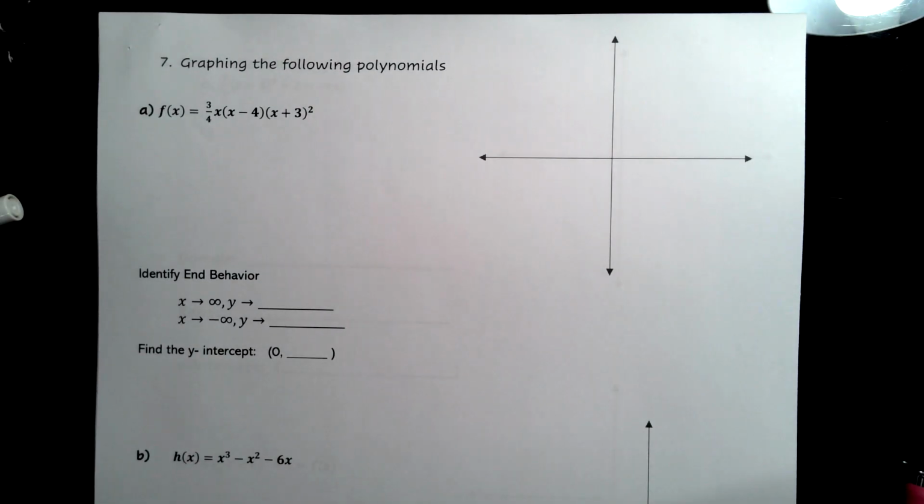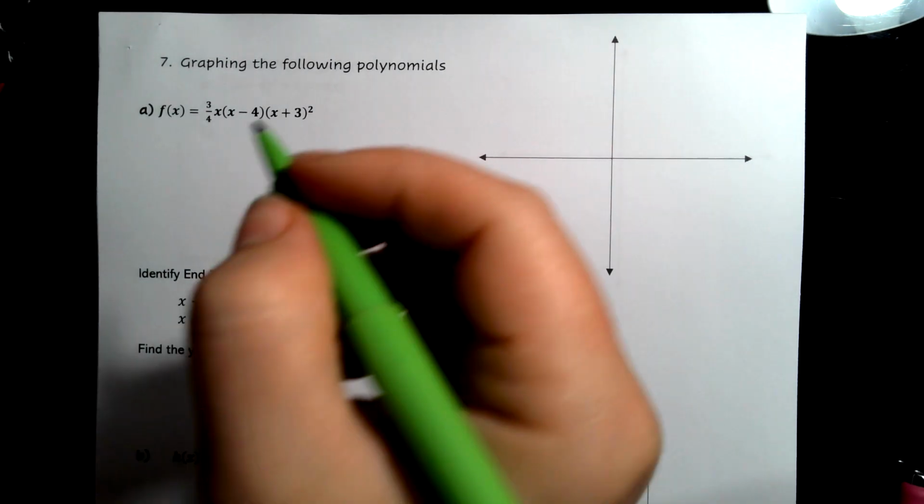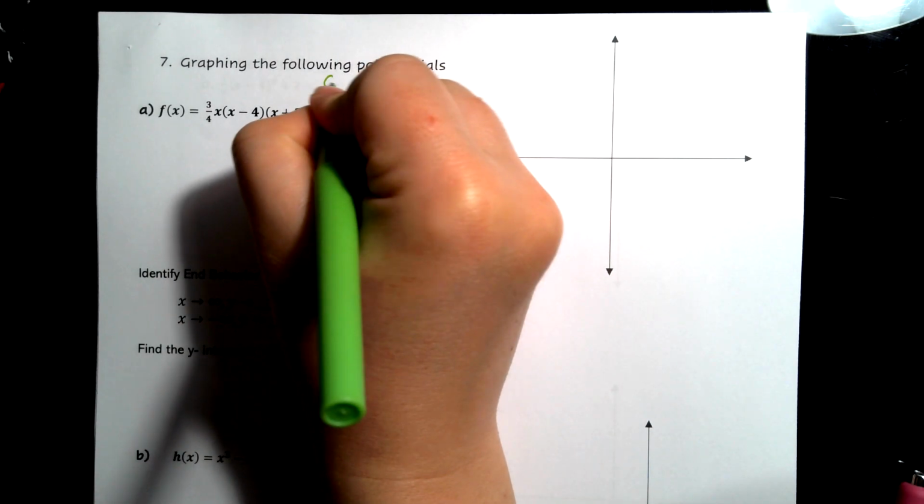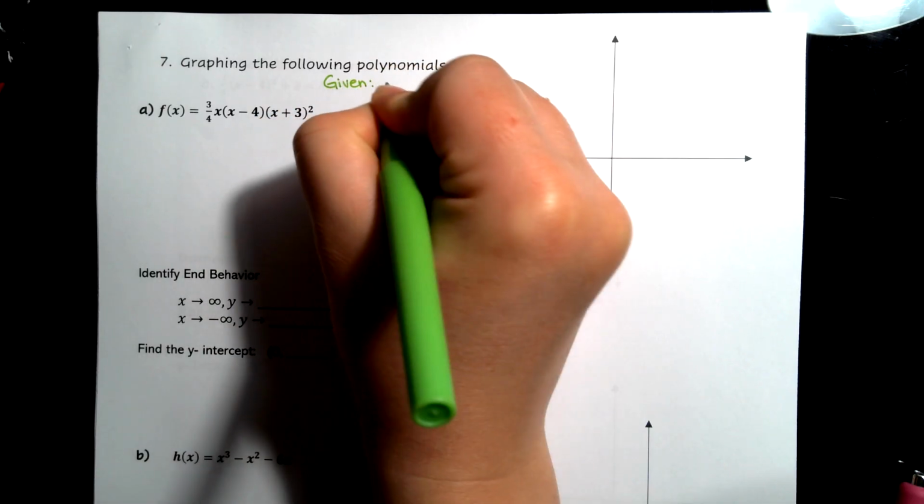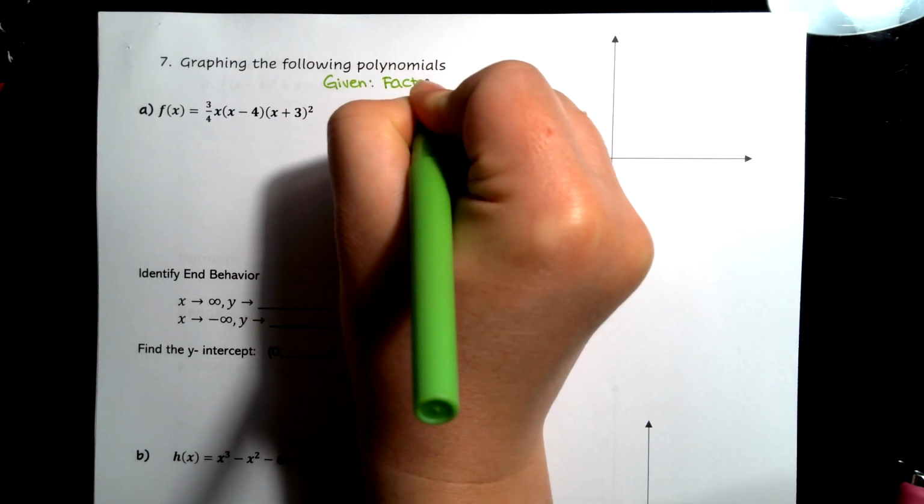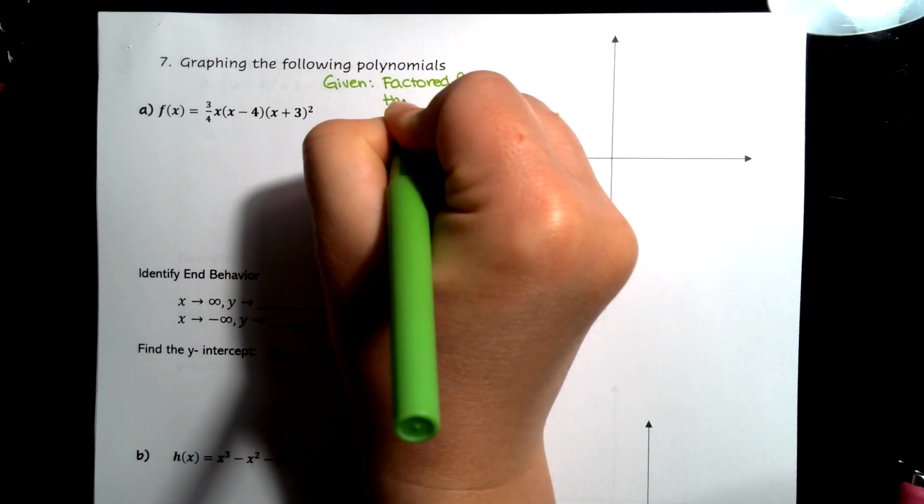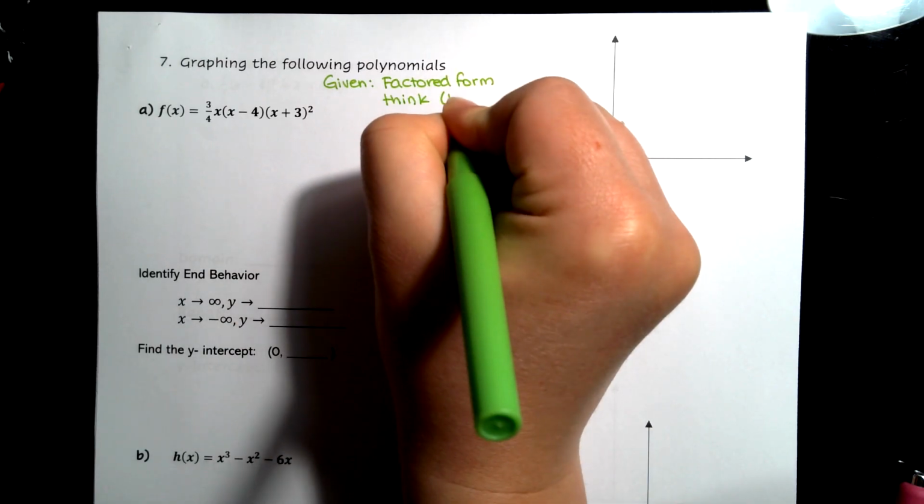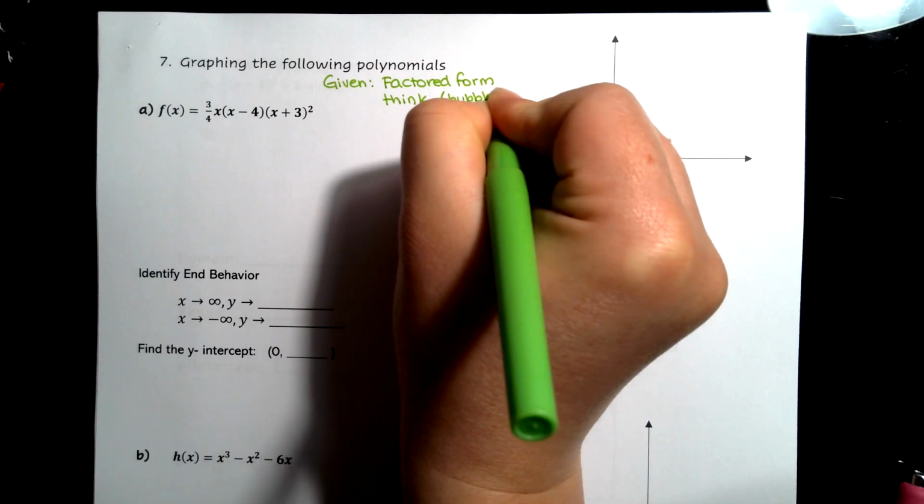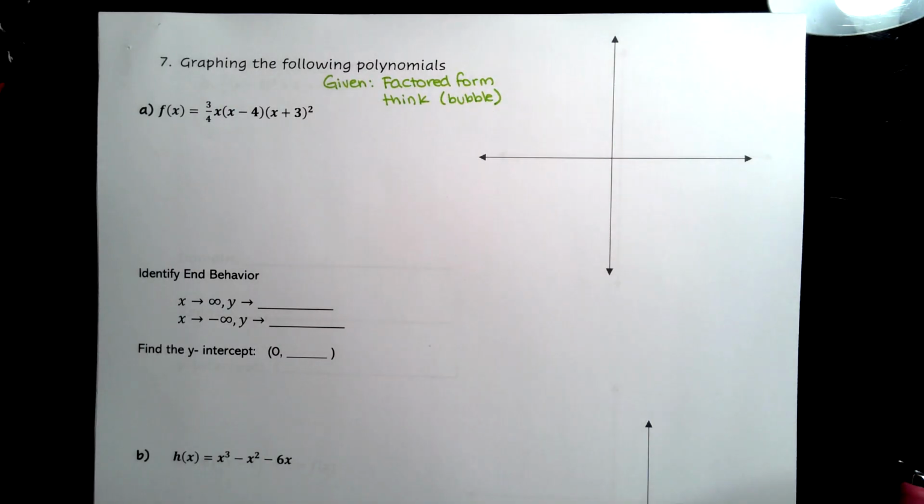Graphing. Question number 7 is asking you to graph the following polynomials. Now this one is already given to you in factored form. How do you know it's in factored form? You see factors. This is given factored form. And you can think bubbles on this one. So if you see groupings, if you see parentheses, if you see these bubbles, that means it's in factored form.